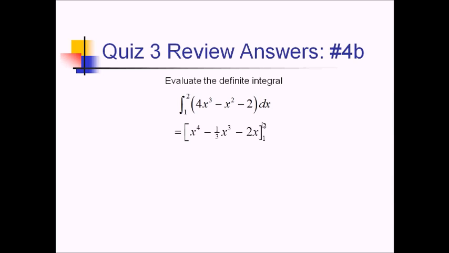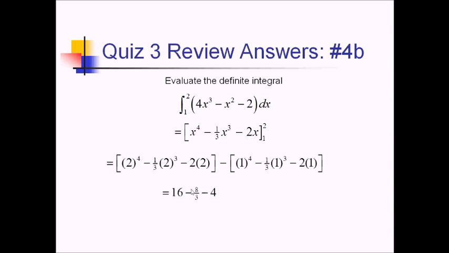So we have 2 plugged into all this stuff, minus all this stuff with a 1 plugged in. And if it's a free response, you could leave it like this. If it's a multiple choice, you'll need to simplify it. We'll simplify it just for the sake of argument here. So over here, I'm going to take a few steps to simplify this with all the fractions. So this is 16 minus 8/3 minus 4.